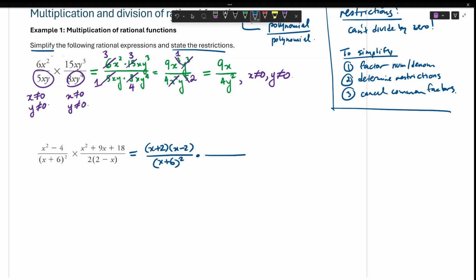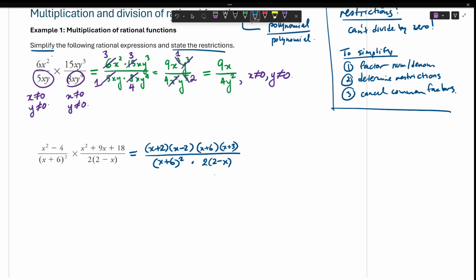And then we're multiplying by this next one. So we have x squared plus 9x plus 18. If you factor that, you're going to get x plus 6 times x plus 3. And downstairs you have 2 times 2 minus x. Okay, we know we're just multiplying the top and the bottom, so I'm just going to save some writing and say that we're actually just multiplying all these factors.